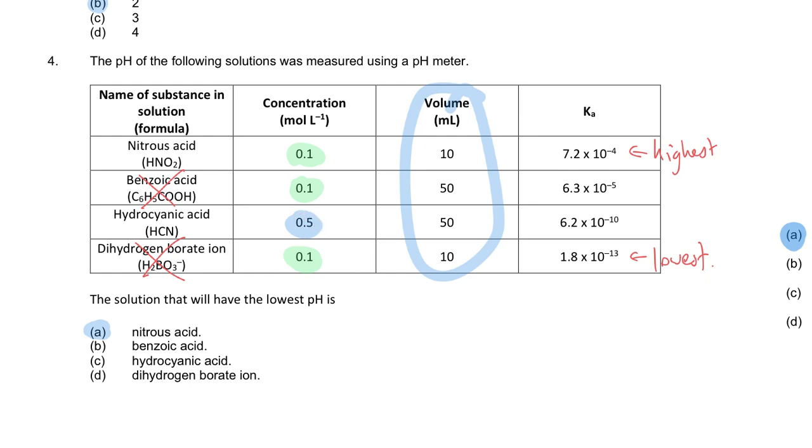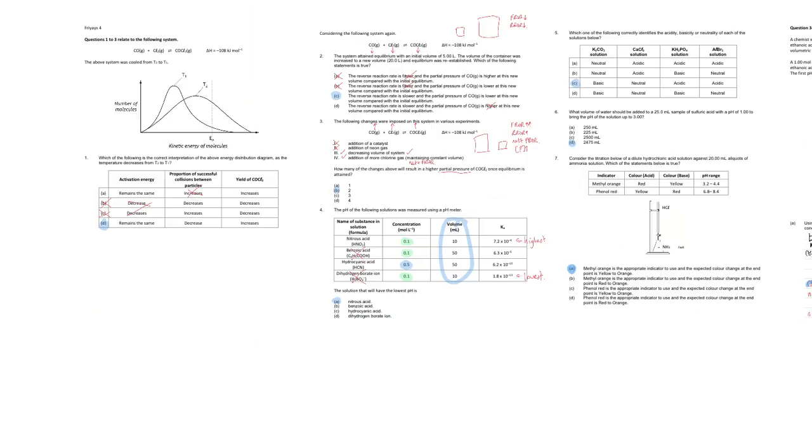Okay, so therefore that's going to be nitrous acid. But you have to remember this part here we've been bad on. The Ka is a ratio of products to reactants. The higher the value, the more products there are, and therefore the more ionization for acids, or bases for that matter, and so therefore the stronger the acid. All right, let's move on.